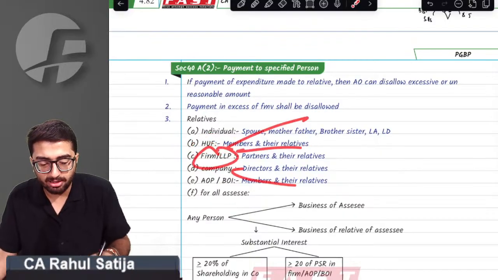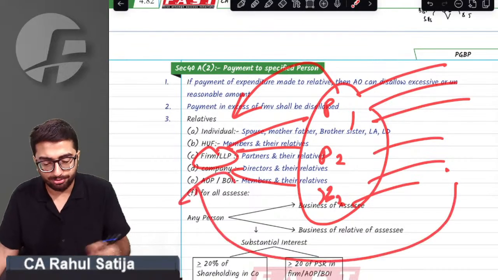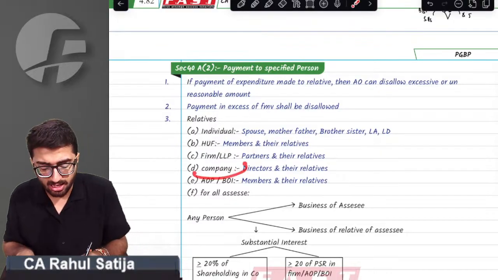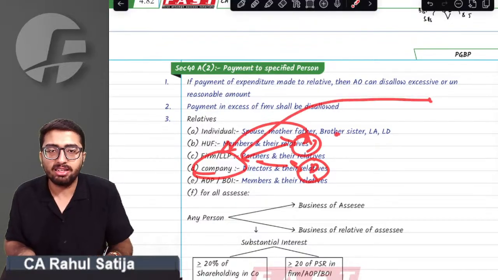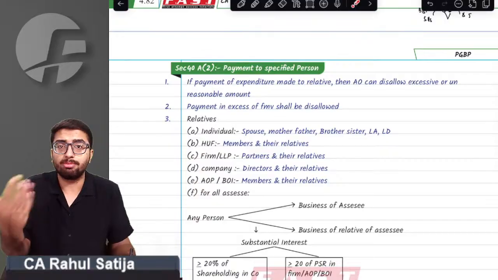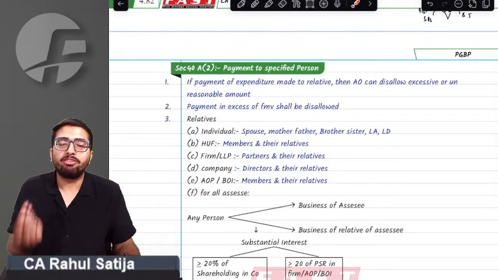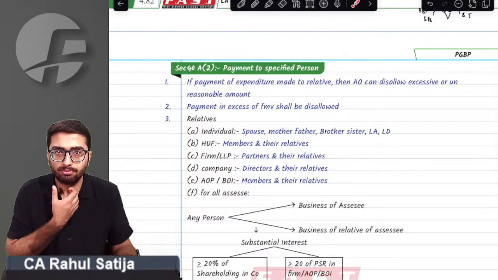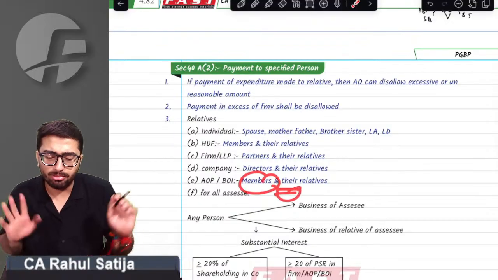For a firm, for example, the firm has partner 1, partner 2, partner 3. All these three partners are relatives of the firm, but their partners' relatives shall also become relatives of the firm. Sir, if you have a company, then the provision says whatever directors there are, director 1, director 2, these are directly related. But if there is any other relative of the director, he shall also become a relative: director's mother, brother, father, sister. Similarly for an AOP, whatever members the AOP has are directly related, and the members' relatives shall also become related for the AOP.